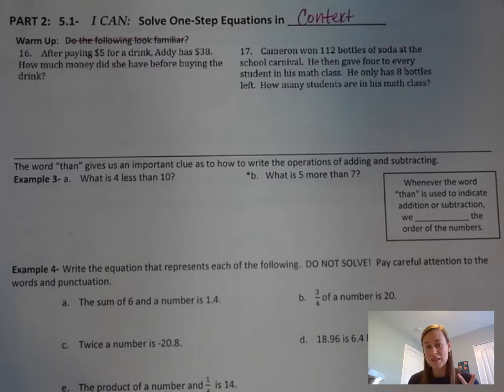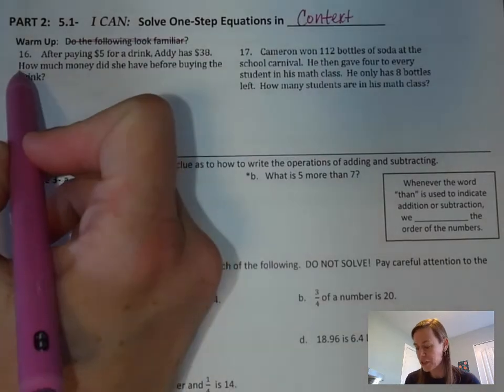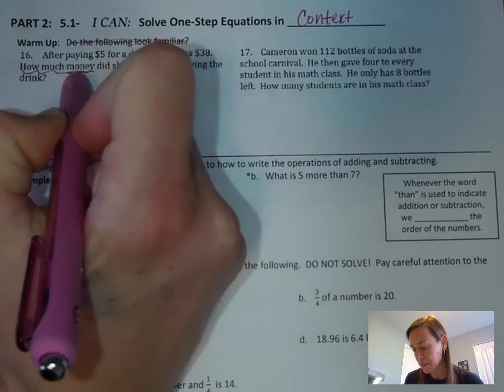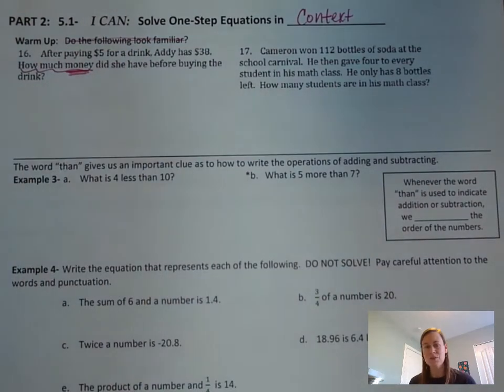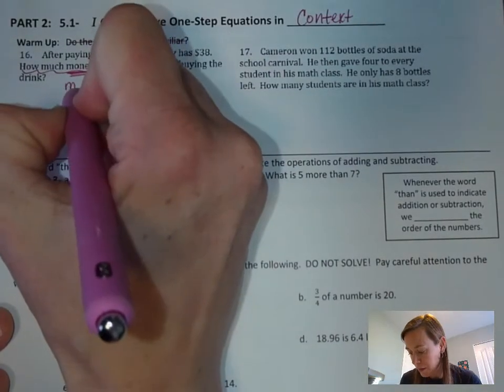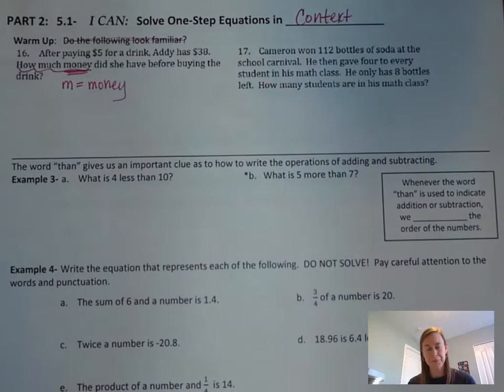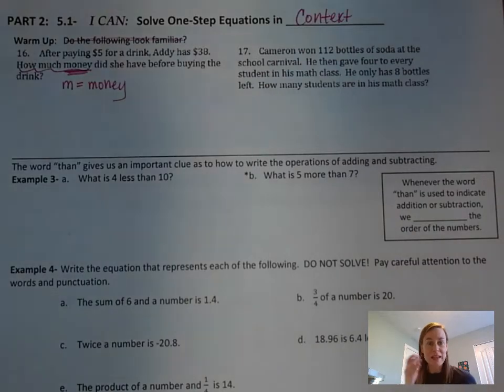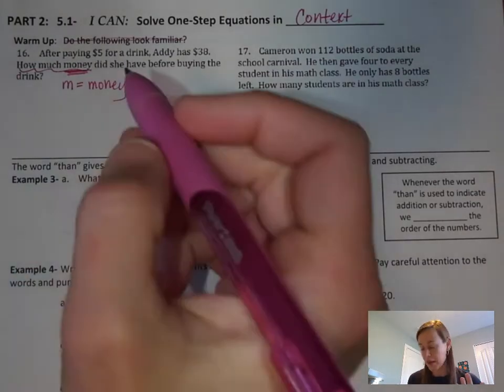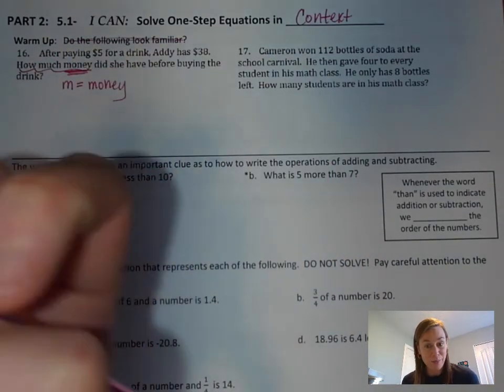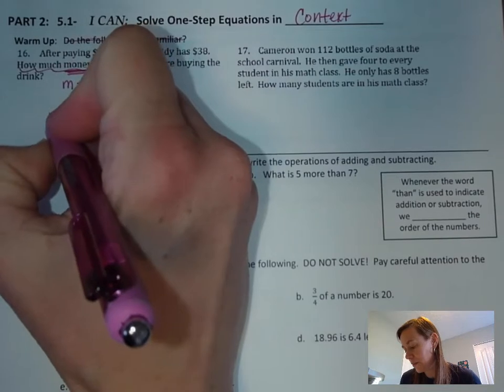So let's go ahead and set up our variable. The question is asking us how much money. So the thing that we're trying to represent with the variable is going to be money. So let's go ahead and use an M. And let's say M equals money, just so that we don't forget what the variable stands for. Okay, so again, she had a certain amount of money, then she bought a drink for $5, and then at the end she had $38. So in the beginning, the amount of money she had is called M. We don't know what it is yet, so we're just going to write M.